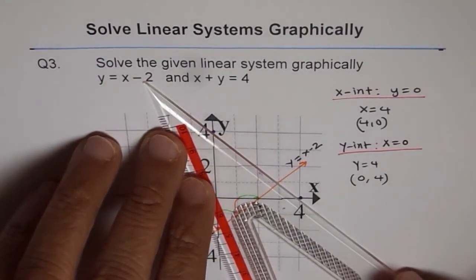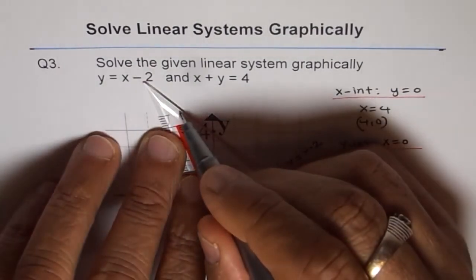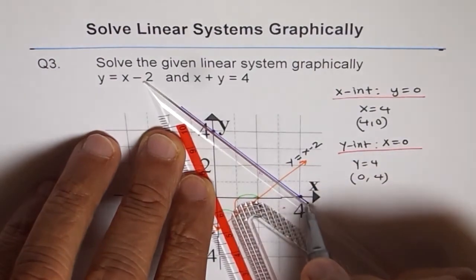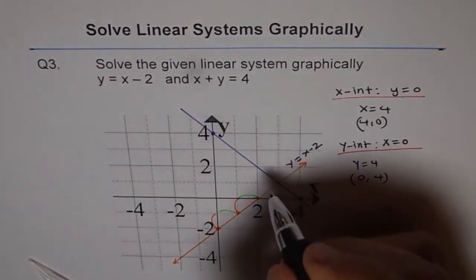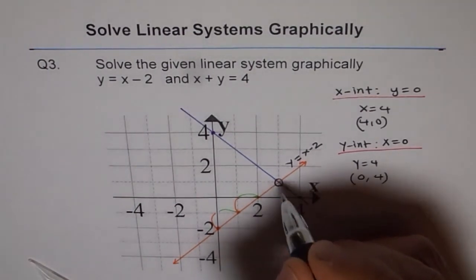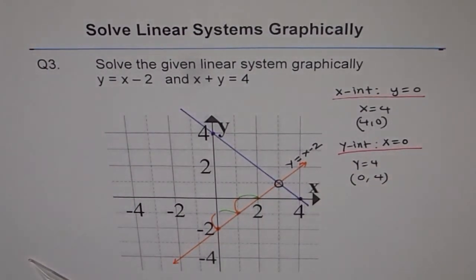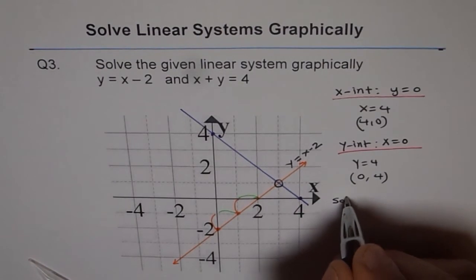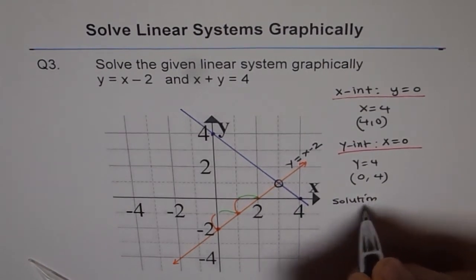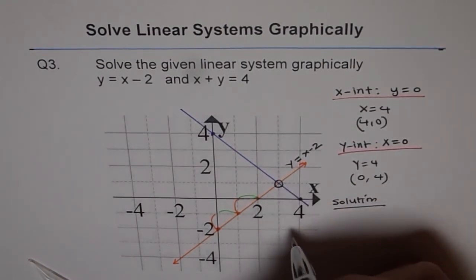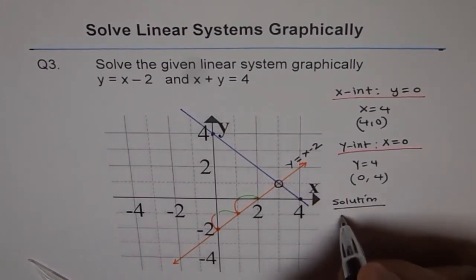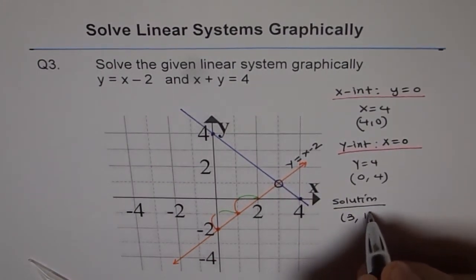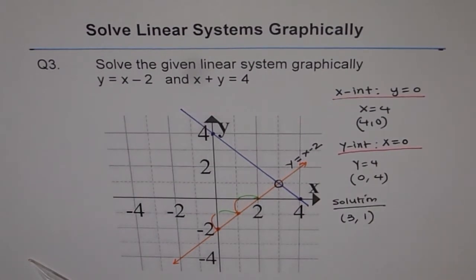If we do so, we find they are intersecting at the point which is crossed by these two lines. The point of intersection is right here, right? And that is the solution. So we say our solution is the point where the two lines intersect. And this is at (3, 1). The x value is 3 and the y value is 1. And that is the solution.